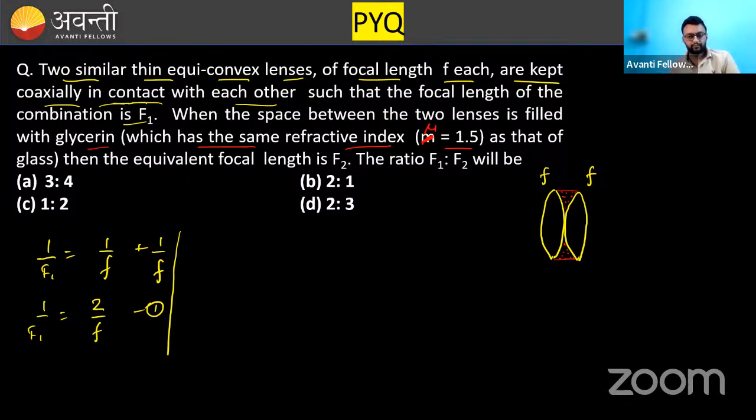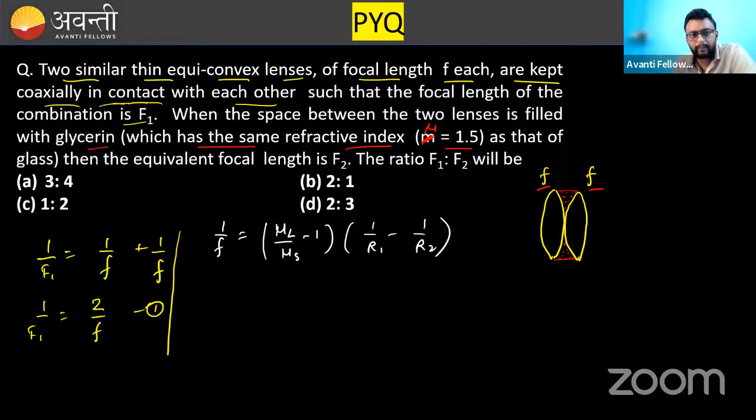Okay, now listen to me. For the calculation of equivalent focal length, what we know is that we need to put 1 by f1 plus 1 by f2 plus 1 by f3. So there are three lenses. Two focal lengths are known, f and f. The third focal length is to be calculated. For that, if you know the lens maker formula, it says 1 over focal length is equal to mu lens over surrounding minus 1, times 1 by R1 minus 1 by R2.